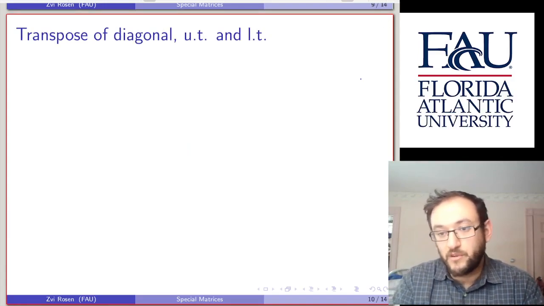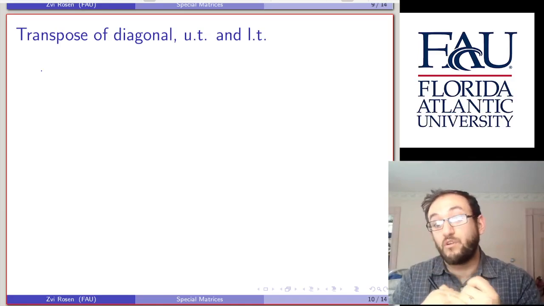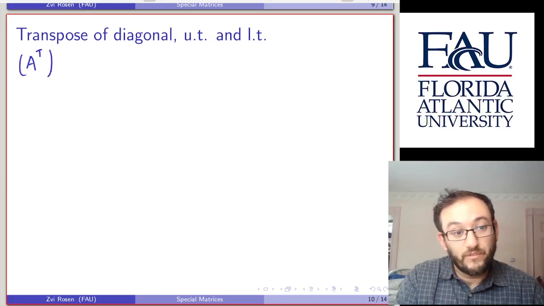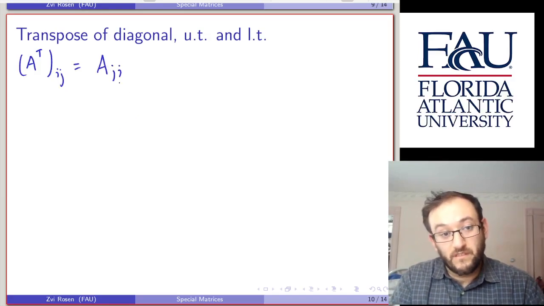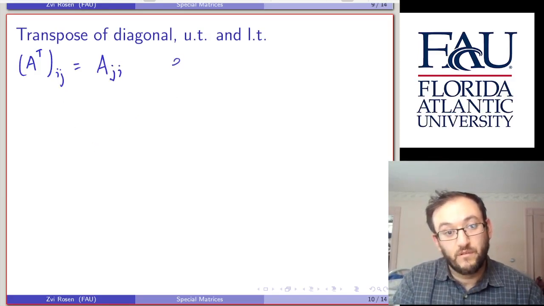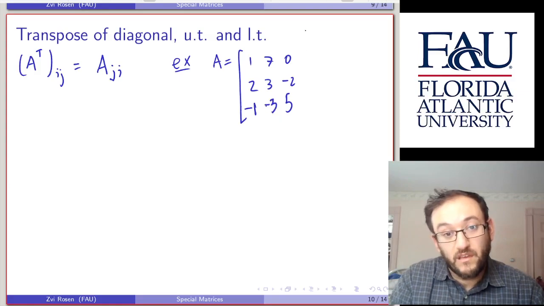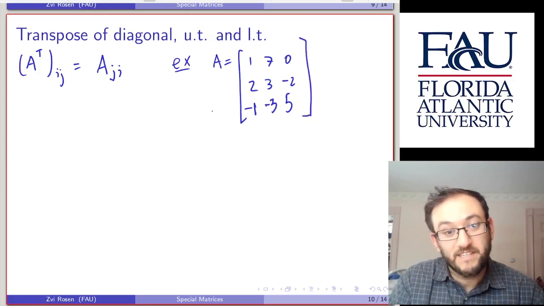Let's just take note of an operation we haven't addressed yet. Recall that transpose of a matrix is when you reflect it across the main diagonal. So A transpose, when you look at the ijth entry of that, that's equal to the jith entry of the original matrix A. So recall, if A is equal to 1, 3, 5, 7, 0, 2, minus 1, minus 2, minus 3. Just an example of a matrix.